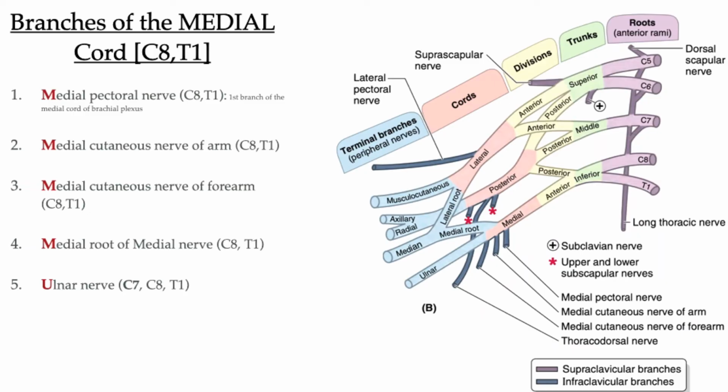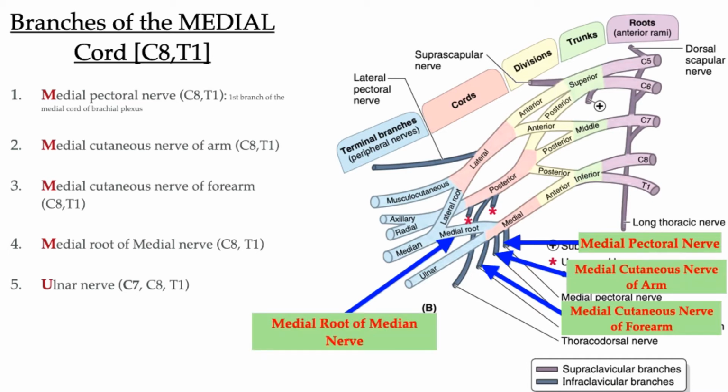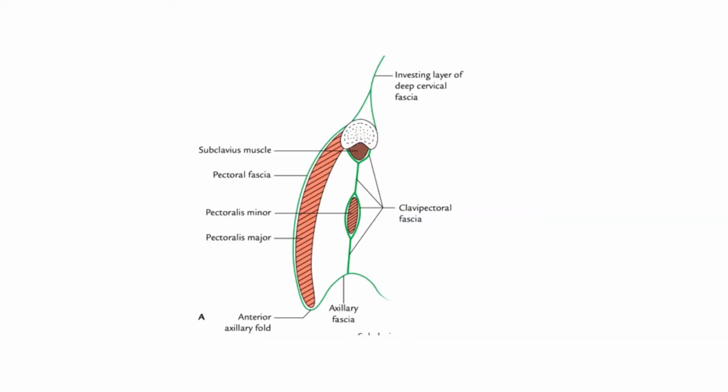Let us now see the branches of the medial chord of the brachial plexus. The medial chord, which has the root value C8 and T1, gives 5 branches. They are the medial pectoral nerve, as you can see in the illustration, medial cutaneous nerve of arm, medial cutaneous nerve of forearm, medial root of median nerve, and after giving these 4 branches, the medial chord continues as the ulnar nerve. Now let us see the details of all these branches.